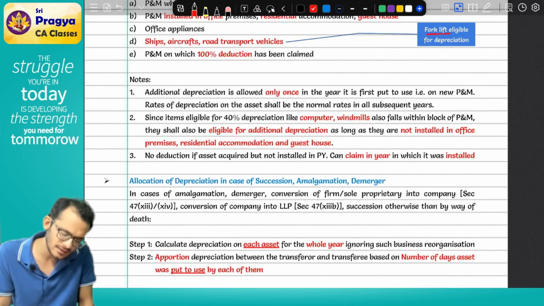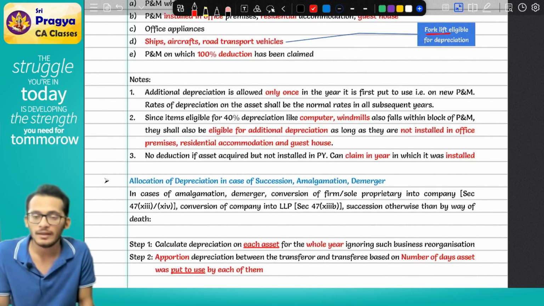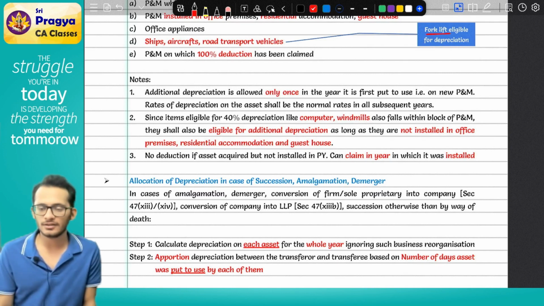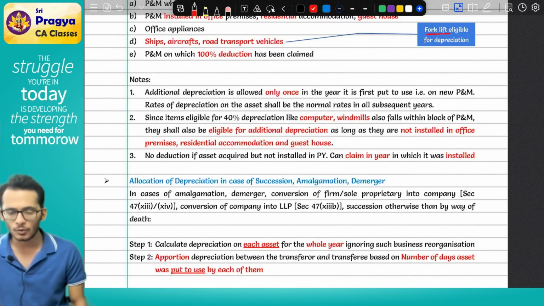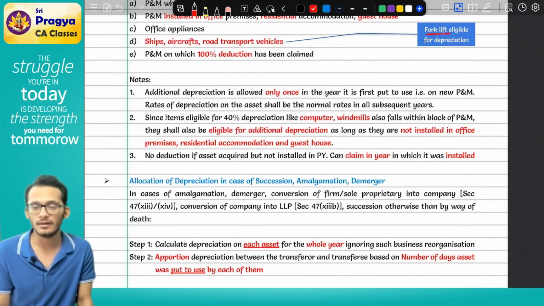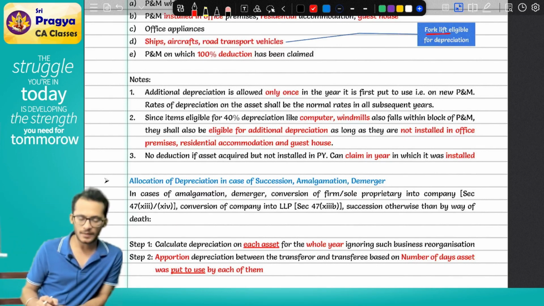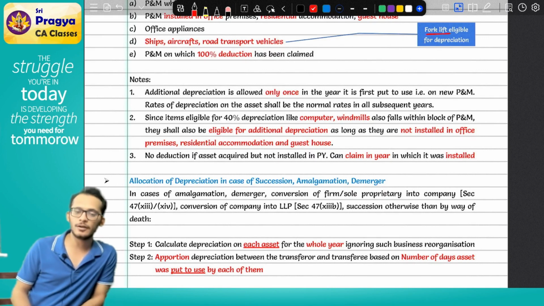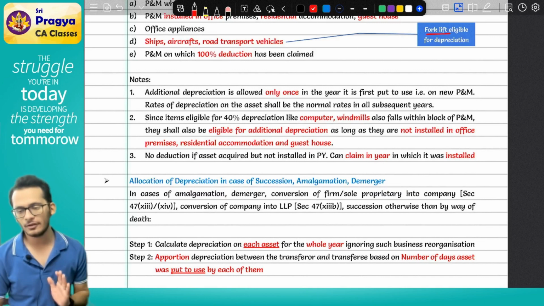No deduction if the asset is acquired but not installed in the previous year. You can claim the deduction in the year of installation. In simple words, you can only claim it in the year in which it is first put to use. If I bought the machinery today, Rahul, and I put it to use next year, I can claim the additional depreciation fully in the next year. Yes. This is your provisions of depreciation.